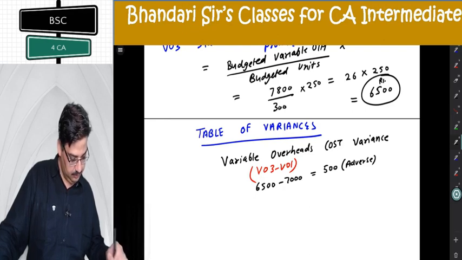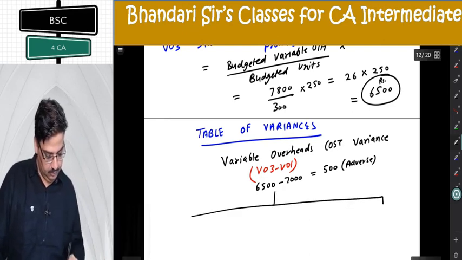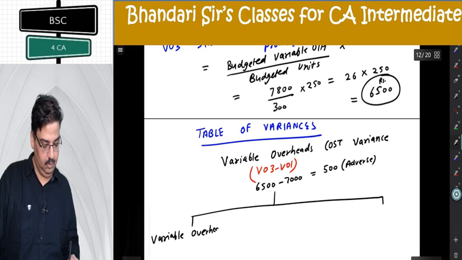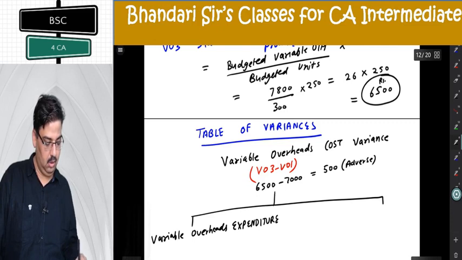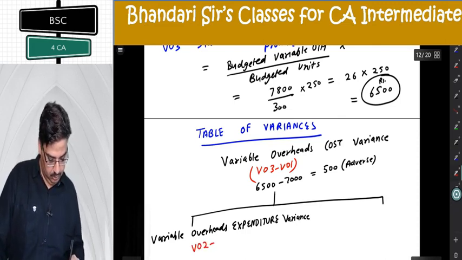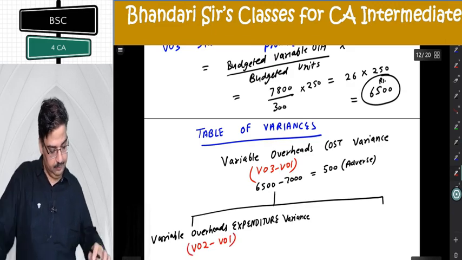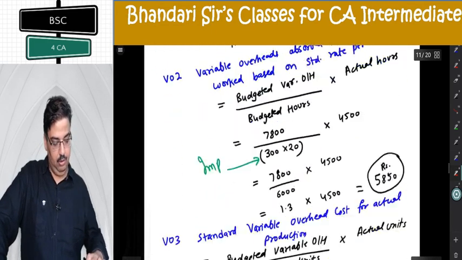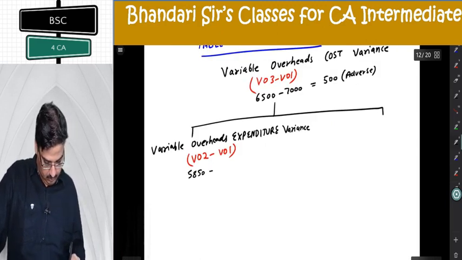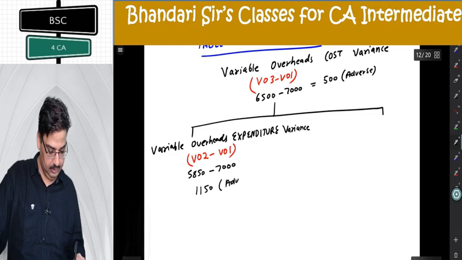Under this, two items. Variable overheads expenditure variance, which is VO2 minus VO1, 5850 minus 7000. I think it is 1150 adverse.